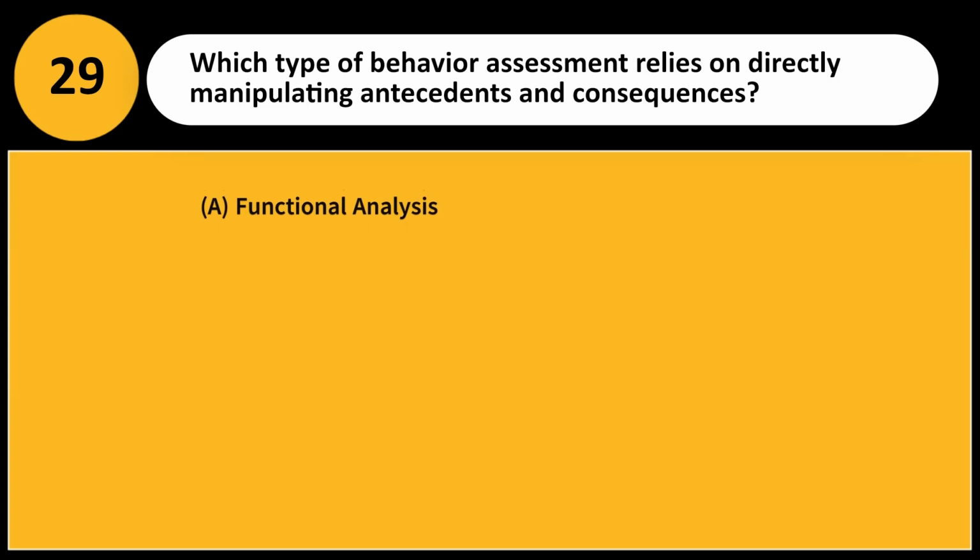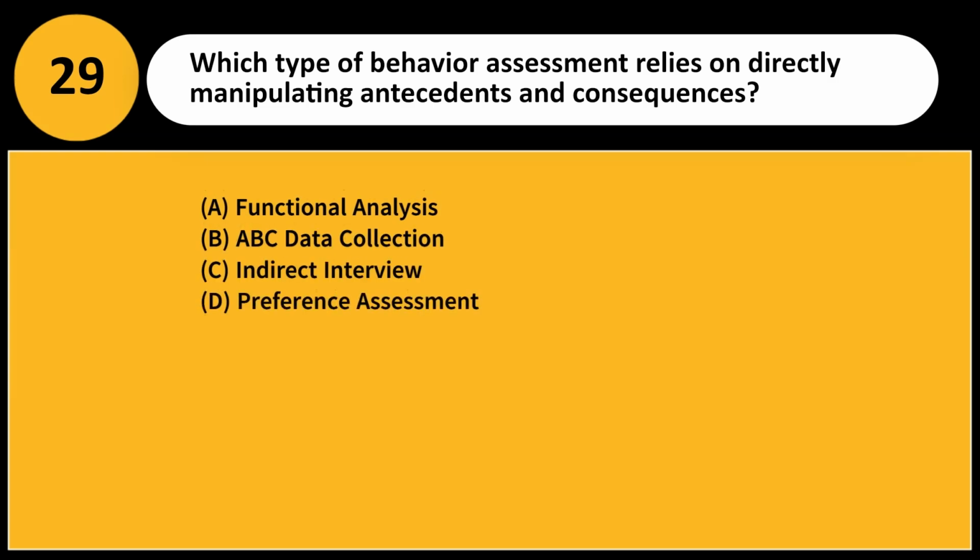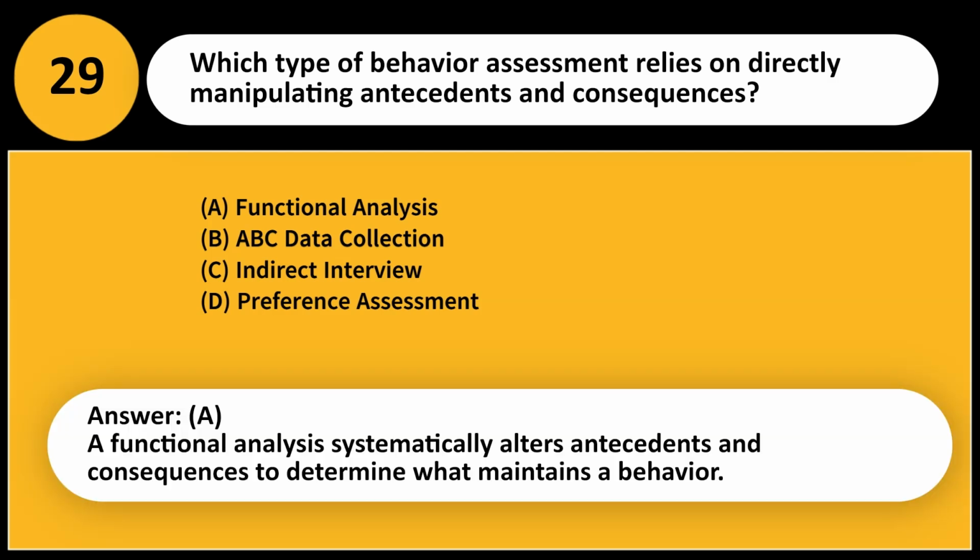Which type of behavior assessment relies on directly manipulating antecedents and consequences? A. Functional analysis. B. ABC data collection. C. Indirect interview. D. Preference assessment. Answer: A. A functional analysis systematically alters antecedents and consequences to determine what maintains a behavior.